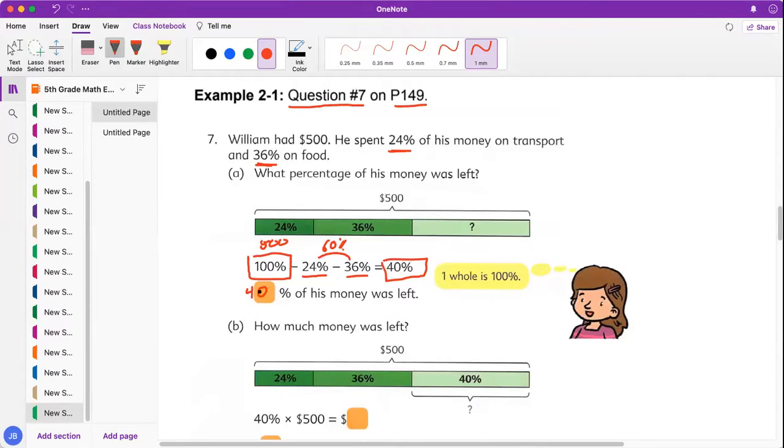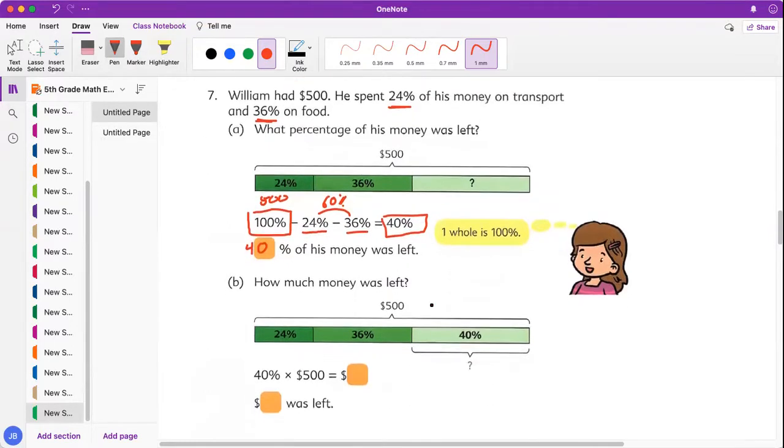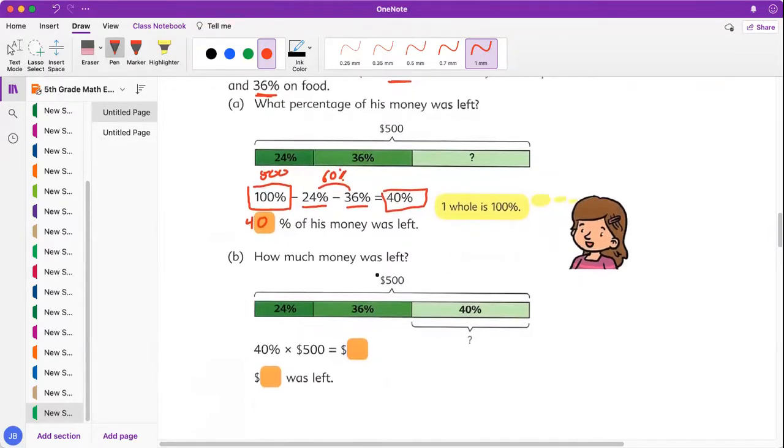Does that make sense? Okay, good. They kind of did this one for us, so we'll just walk through it. Now it says how much money was left. So we know he had 40% left of $500. So we can do what we were doing before: 40% times our $500. I like to put 500 first, or our number first, and then we can multiply by 40 out of 100. And so this is nice. Our zeros cancel. 5 times 40 is about $200.